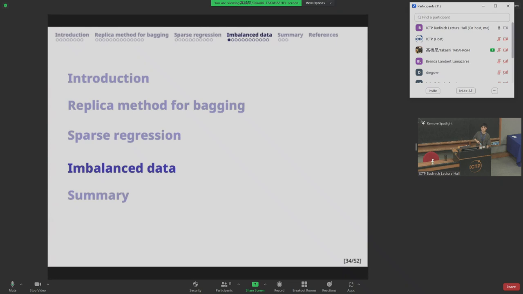If there are no questions, then let's move on to the next application, learning a classifier from an imbalanced data set.